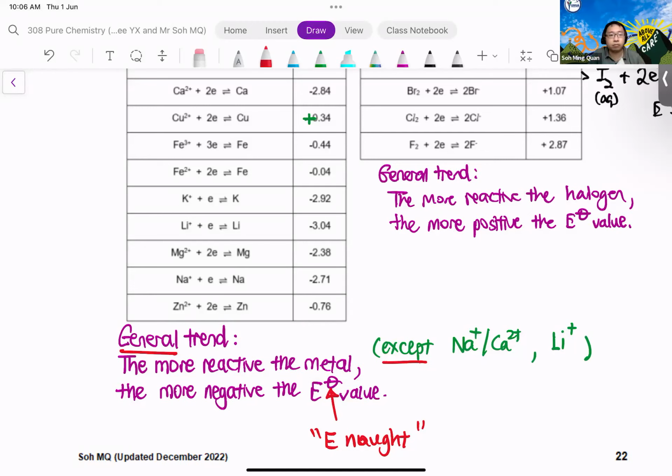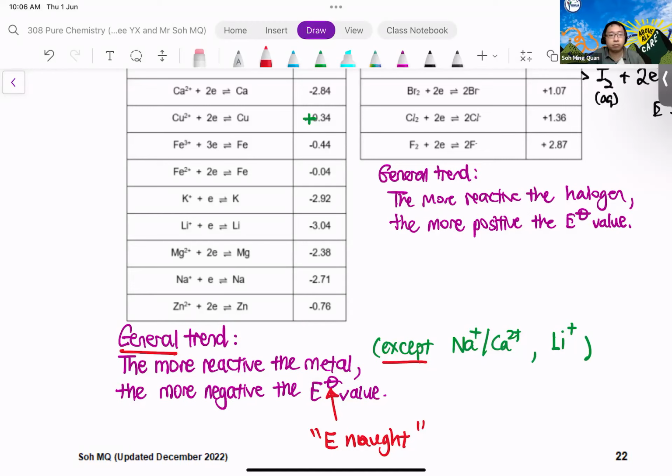Now, this also works for non-metals. You can clearly see for non-metals, there's also electrode potential. So you can compare the non-metals, the halogens. These are group 7. Bromine, chlorine, fluorine. The more reactive the halogen, the more positive the E0. Now, this is logical, because you know that fluorine is the most reactive in group 7. It's the most reactive means the E0 value is the most positive.